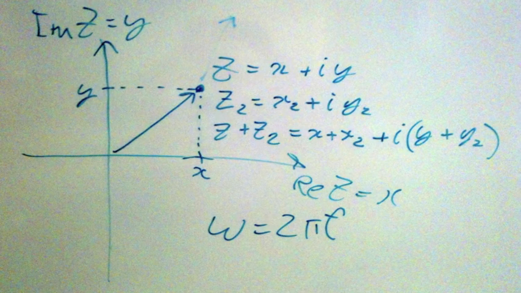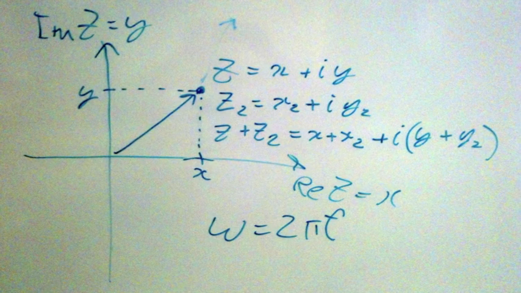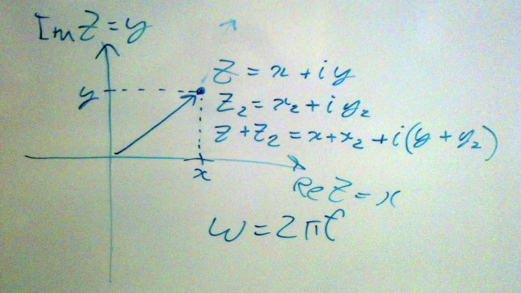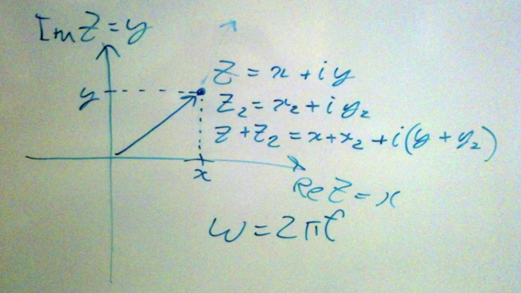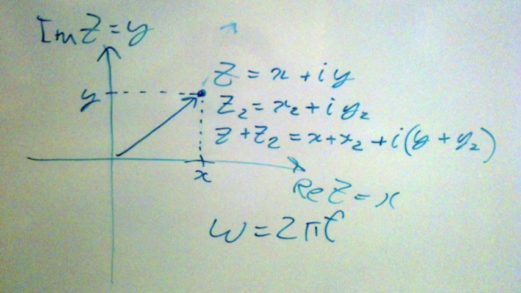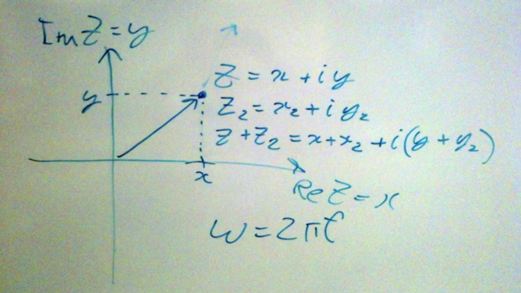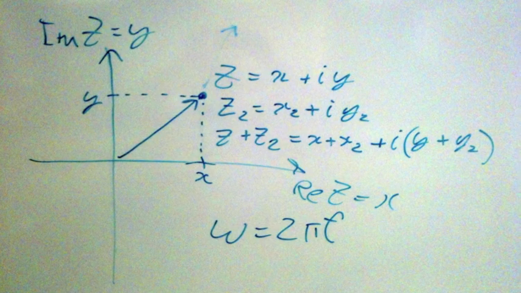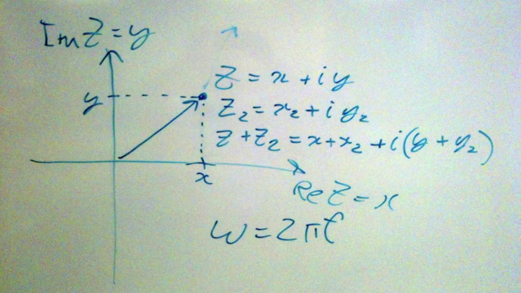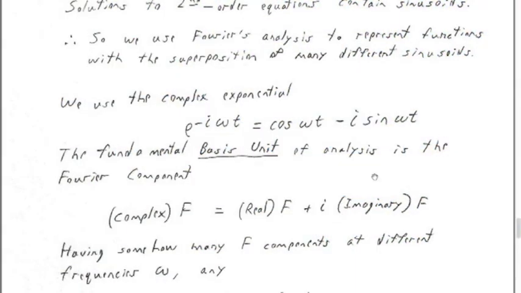You can add them, right? So we add another complex number, and that's easy to do. If we have z2, that would be x2 plus i y2, and then z plus z2 is equal to x plus x2 plus i times y plus y2. Got to make sure I keep clear what's the imaginary part. So they do add and subtract just like vectors. That's no problem. And it's only two-dimensional as well.